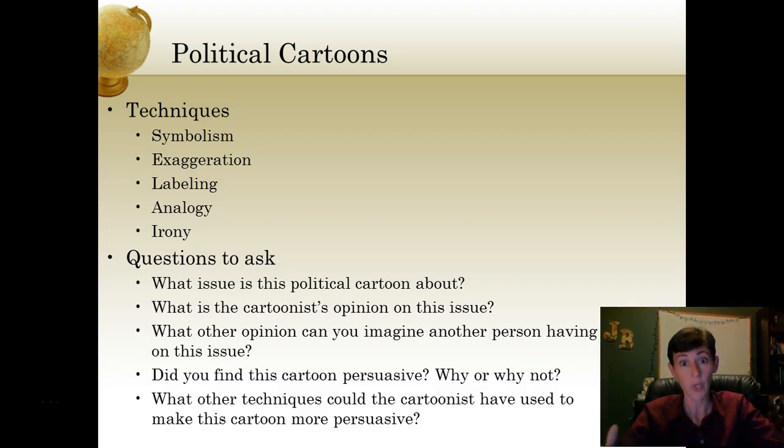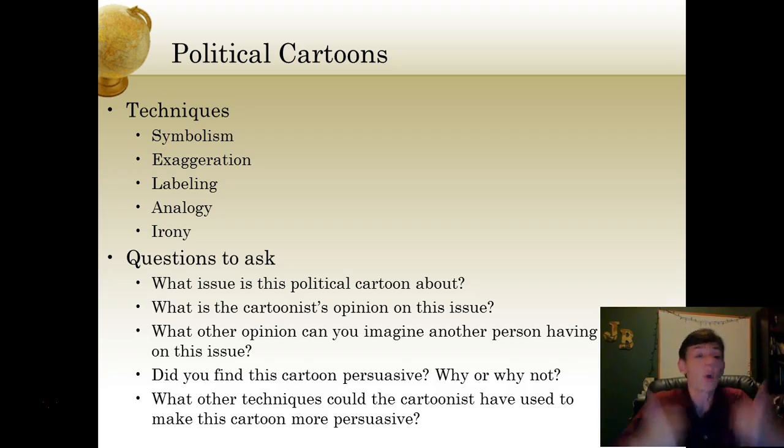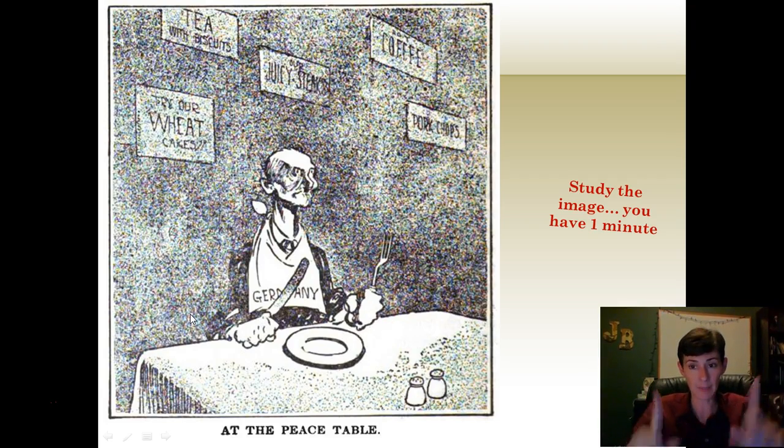They want you to arrive at a particular conclusion. That's the reality. They want you to arrive at a particular conclusion, and they want you to demonstrate that on the exam. So your personal opinion, whether or not you found it persuasive, is immaterial. It's all about the history. So your personal opinion does not matter. Keep that in mind. But those first few questions are going to be essential. All right. Study the image. You have 1 minute. Pause the video.